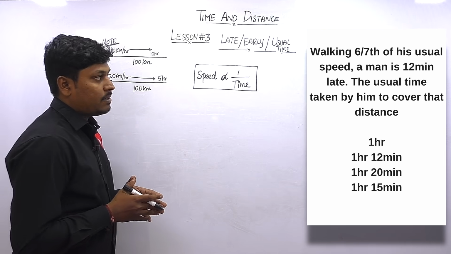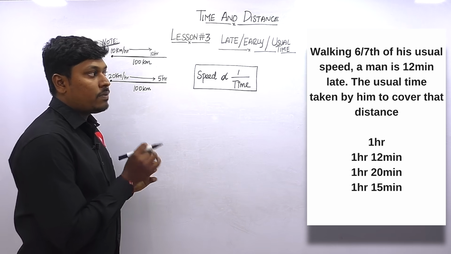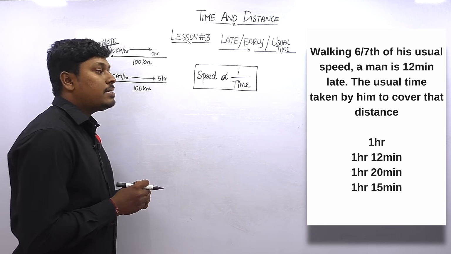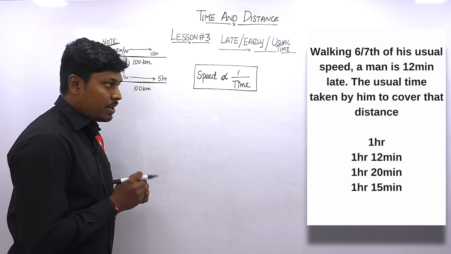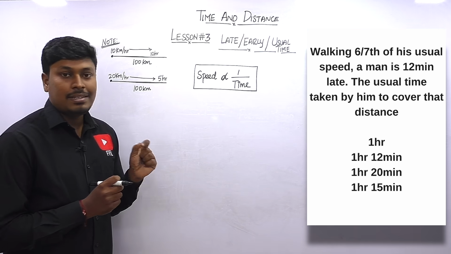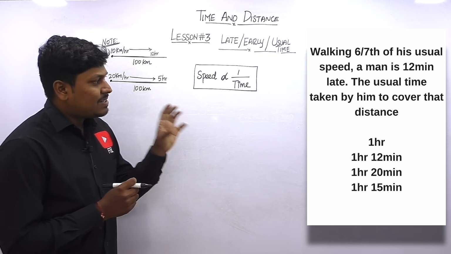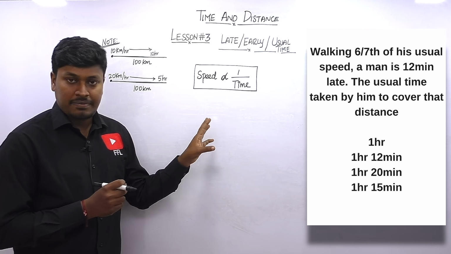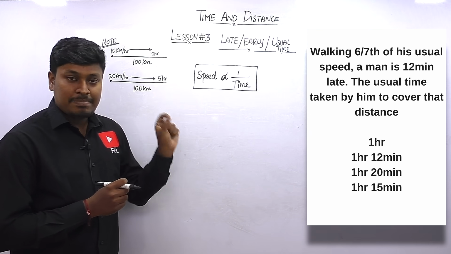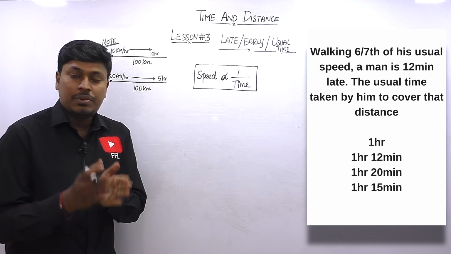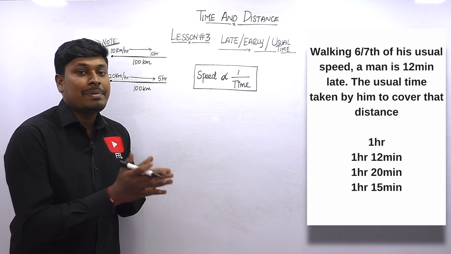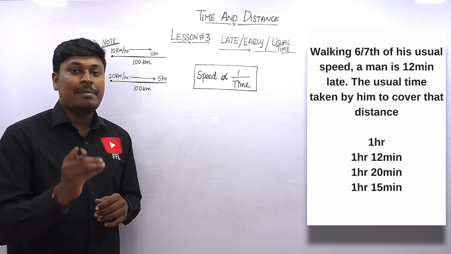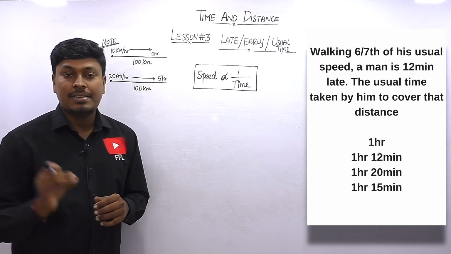Question number 7. Walking at 6/7 of his usual speed, a man is 12 minutes late. What is the usual time taken by him to cover the distance? Friends, listen carefully, the question is completely different. He is walking at 6/7 of the usual speed, so that he reaches the destination 12 minutes late.